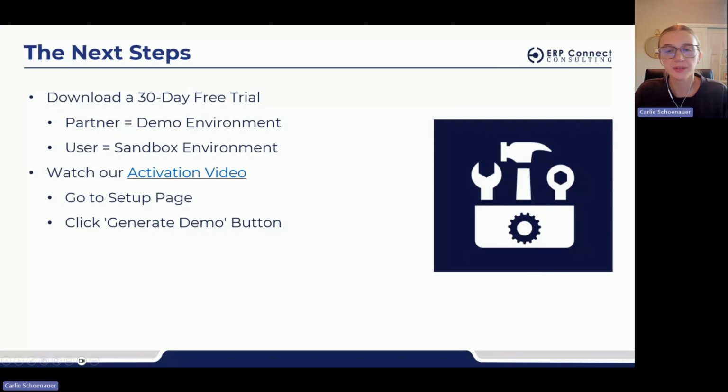Okay, so in terms of next steps, you can go ahead and download a 30-day free trial. You can go to Extension Marketplace inside of Business Central directly and download a free trial that is good for 30 days and play around with it. We have information in our user and setup guides on how to generate that demo key to use for that 30-day free trial, and then to reach out if you would like to move forward with the purchase of it as well. Okay, you can watch our activation video as well. And then again, like I mentioned, you can click the generate demo button once you've downloaded it and installed it inside of Business Central to get started.